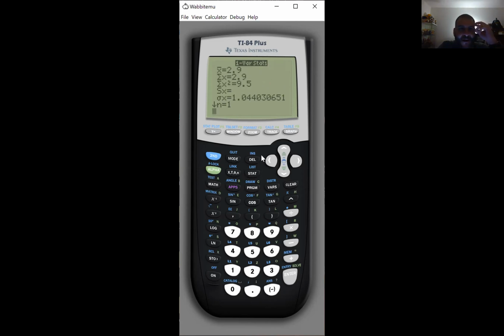Everybody good on how to do one bar stat to check the mean and standard deviation? All right, sweet. So let's get to binomial.